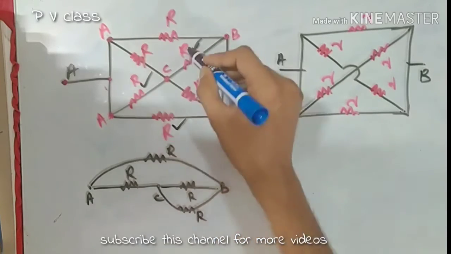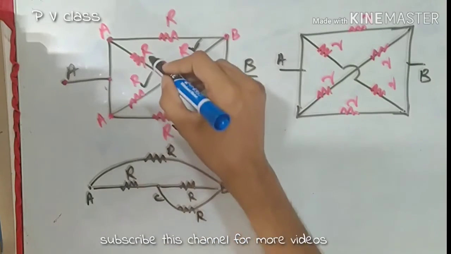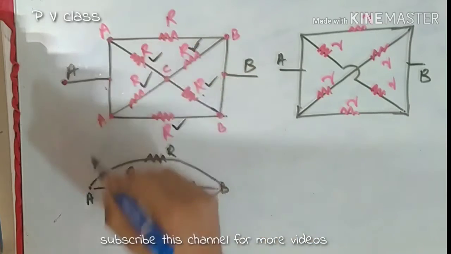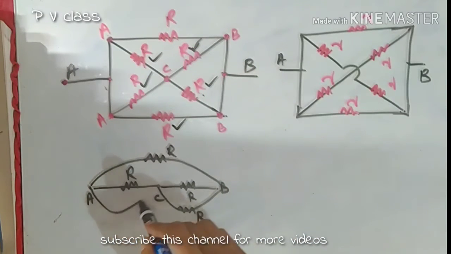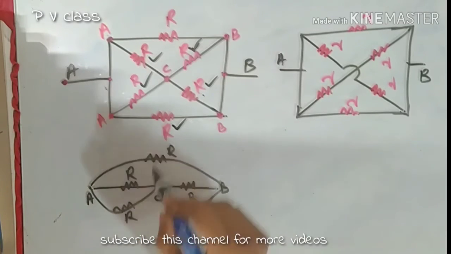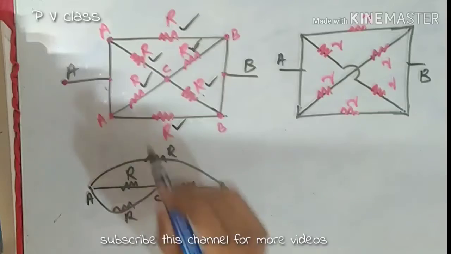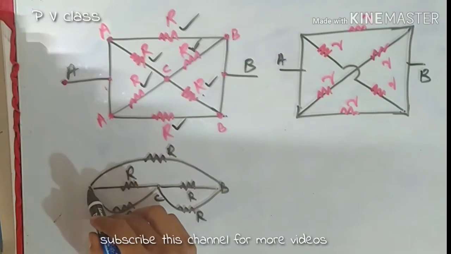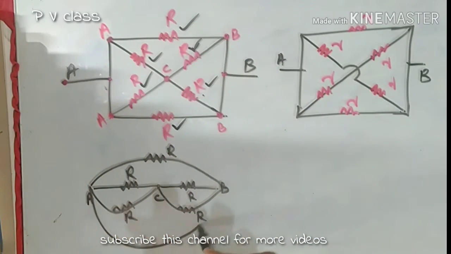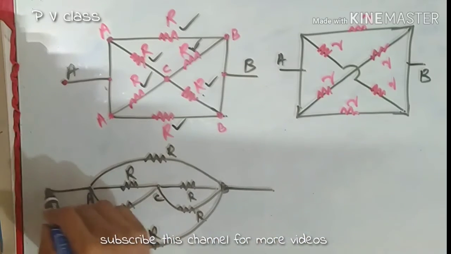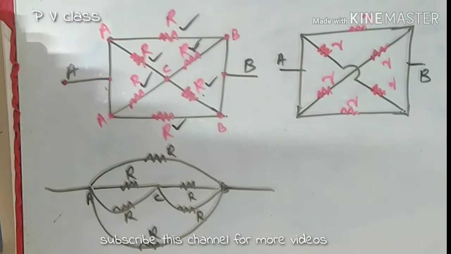Therefore, this is also drawn. This resistor is between A and C. As a result, we have to draw a resistor over here between A and C. And finally, this resistor, it's between A and B. And it should be drawn between A and B. I'm drawing it like this. And now our circuit is redrawn like this.